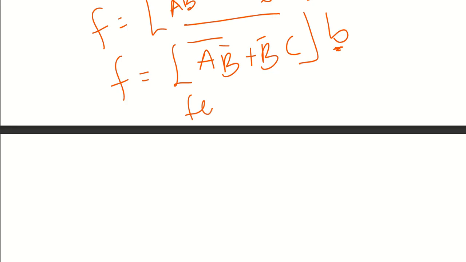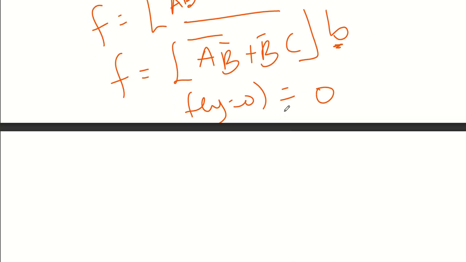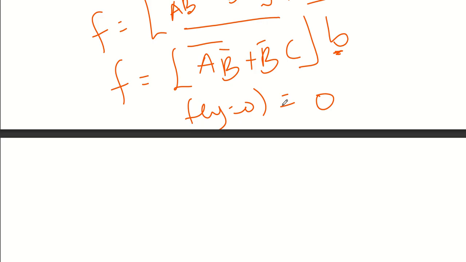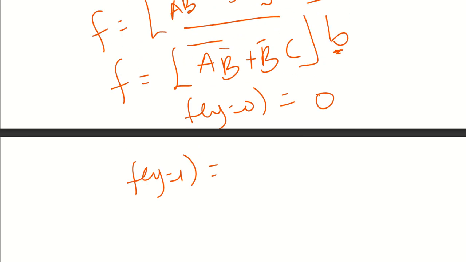So f of y equals 0 will give you 0. Okay. Then the next one is f of y equals 1. Set b to 1, and when you AND 1 with all this expression, you get the same expression. So when f of y is equal to 1, you get (a b bar)' plus b bar c. I think all of this expression is with a bar.